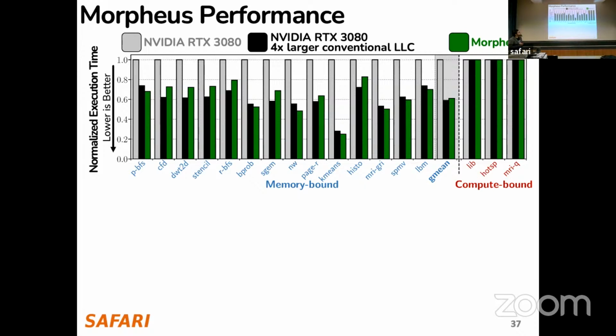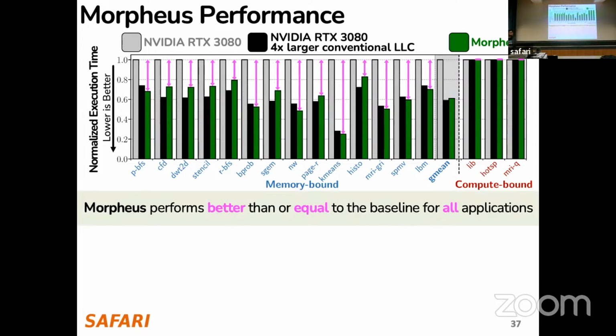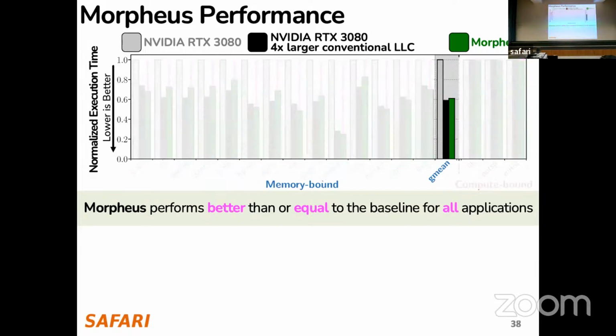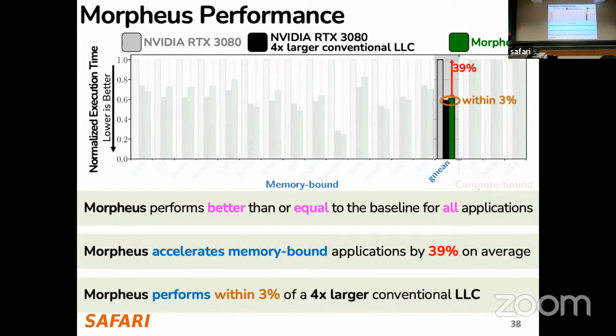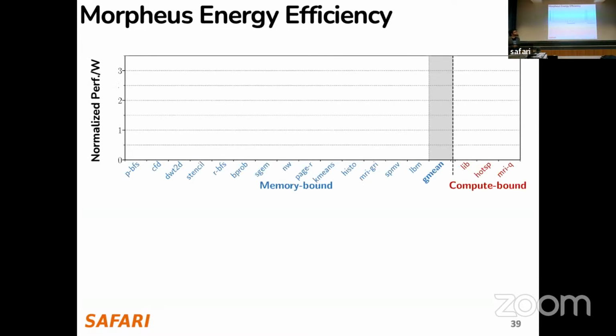And as you can see here, first, Morpheus performs better than or equal to the baseline for all applications. Second, on average, Morpheus accelerates memory-bound applications by 39%. And third, actually, Morpheus is quite close to this 4x larger conventional LLC. It's within 3% on average. So the key point here is that Morpheus doesn't have this huge conventional LLC, but still gets almost all of the performance without that extra cost.